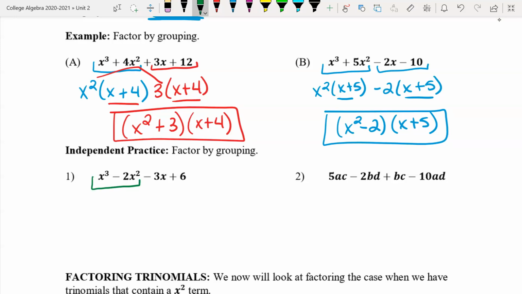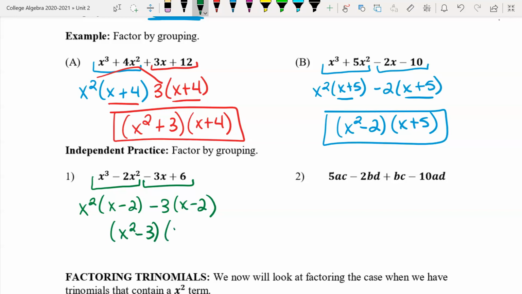If I do grouping, I factor out an x squared from the first group, and I have x minus 2 left over. Factor out a -3, and I have x minus 2 left over. So it becomes (x squared minus 3) times (x minus 2).